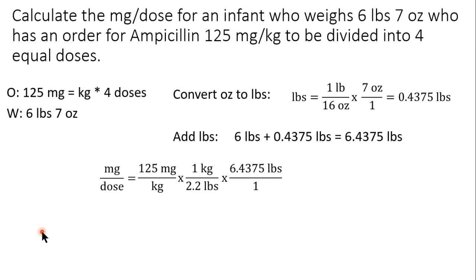And we want to cross out, well, to add the doses. So times 1 over 4 doses. We cross out the units, we're left with milligrams over doses. And so we work with the numbers. 125 times 1 times 6.4375 divided by 2.2 times 4 gives us 91.4 milligrams per dose.